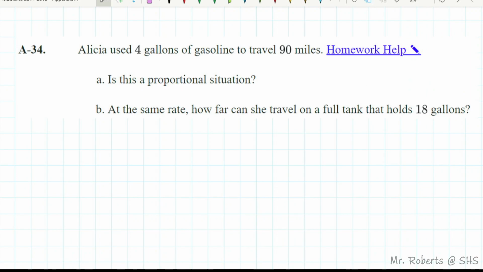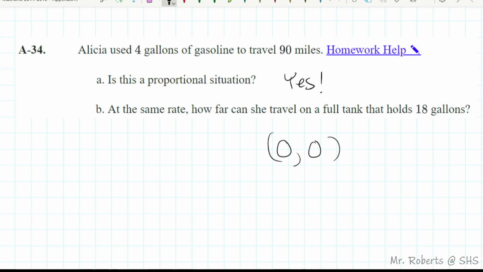Alicia used 4 gallons of gasoline and traveled 90 miles. Is this proportional? I would say yes. My thing I'm always considering, would it make sense if I used 0 gallons of gasoline, I would travel 0 miles, right? Is 0, 0 part of this? Yeah, absolutely, right? No gallons would get me no miles. So this is a proportional situation. Yes, it goes through the origin.